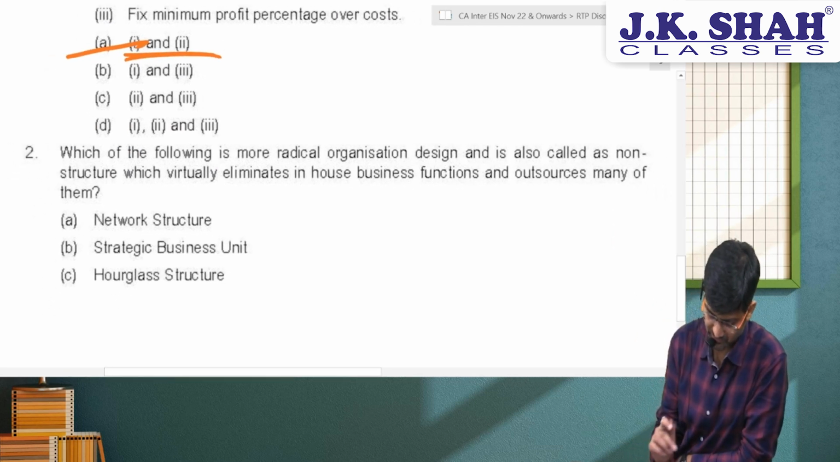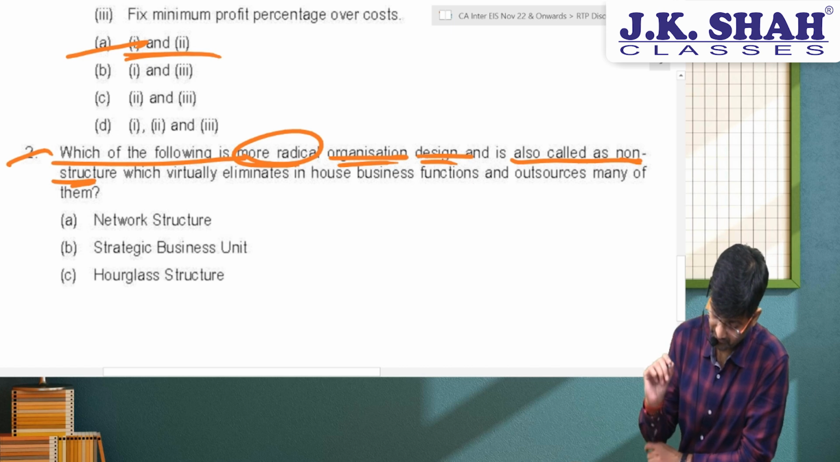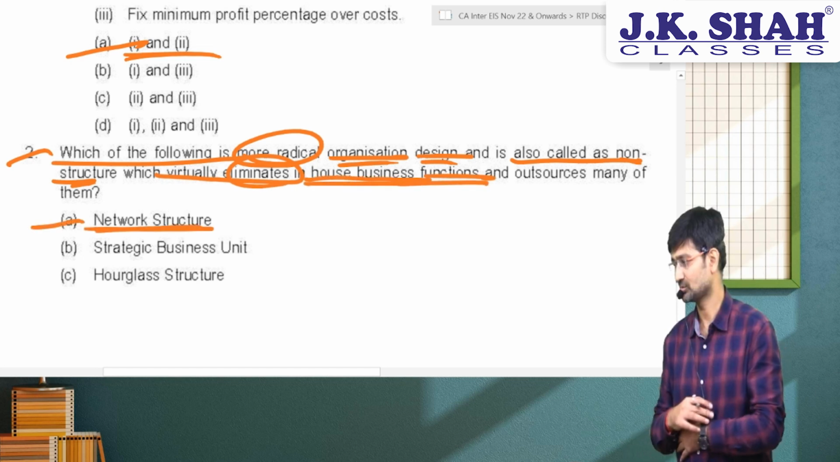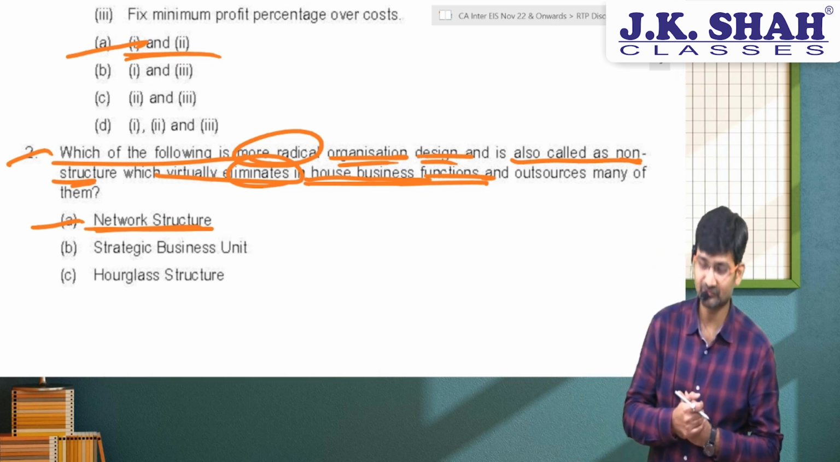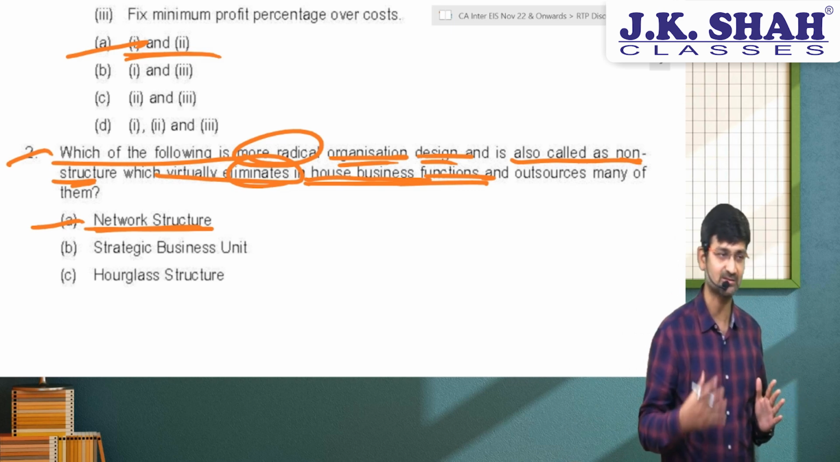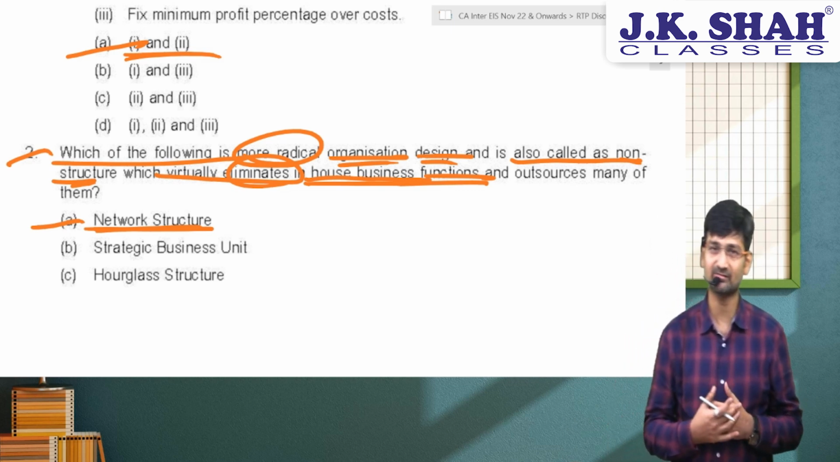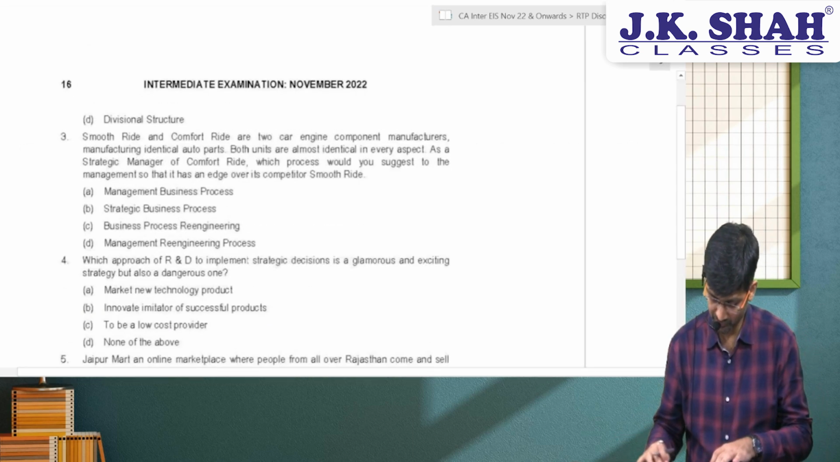We have a few more MCQs in our book. Which of the following in the RTP is a more radical organizational design and is called a non-structure, which virtually eliminates in-house business functions? You know it, so say it. Okay. So it's the network structure, which is non-structure, where there's no fixed structure as such. Majority of the business functions and activities are going to be outsourced. That's the network structure.